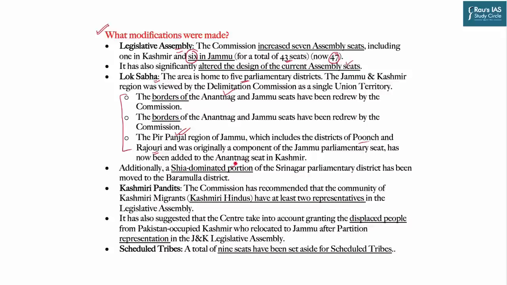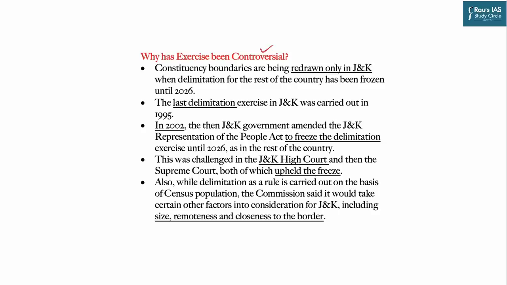As far as the Shia-dominated portion in the Srinagar parliamentary district is concerned, it has been moved to now Baramulla district. So they have also changed the demographic dividend. As far as Kashmiri Pandits, or the Kashmiri Hindus who were erstwhile living in those areas, are concerned, they will now get 2 representatives in the Legislative Assembly, which was not there previously. Not only that, even 9 seats have been provided to the scheduled tribes of the state. Now this is given according to the reservation provision. And even those people who were displaced on the creation of Pakistan-occupied Kashmir and who got relocated to Jammu after the partition will now get representation. So this is the basic provision given by this Delimitation Commission.